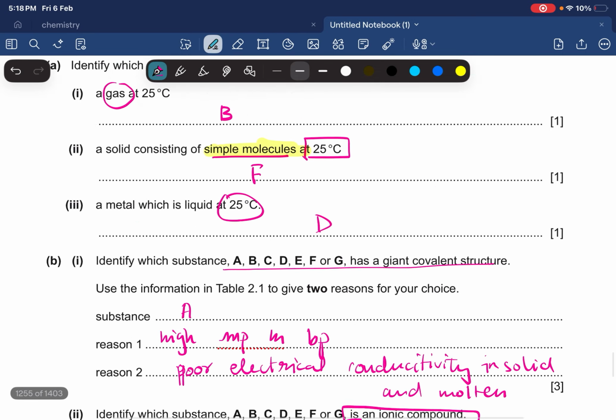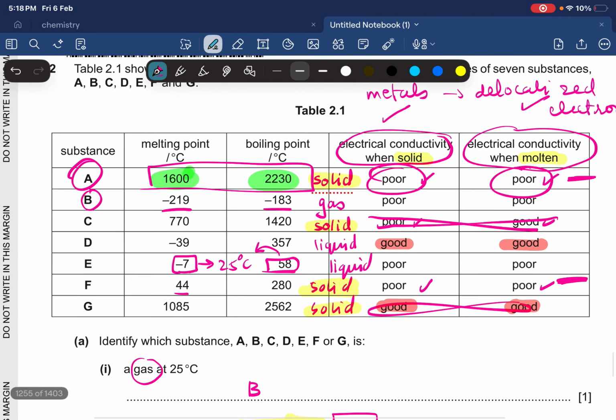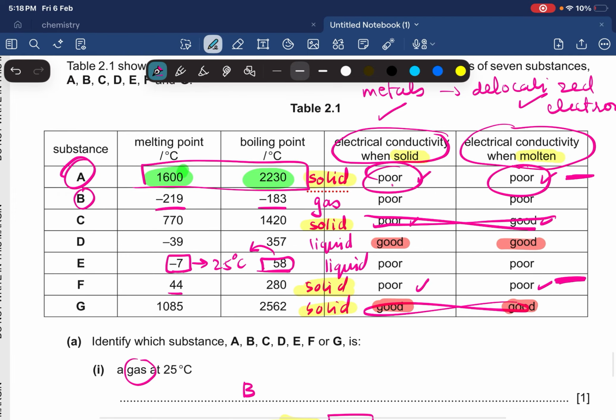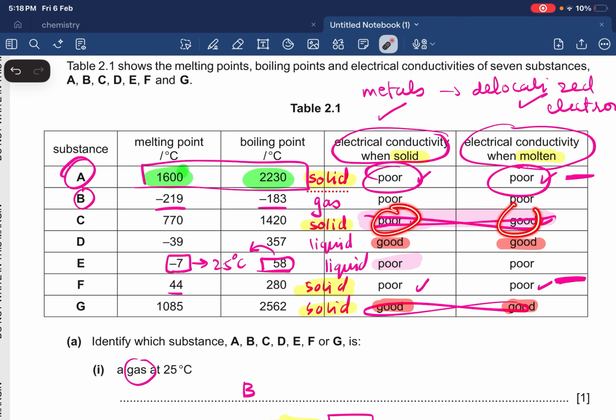Okay, so we have to identify which is an ionic compound. First things first, an ionic compound is going to be poor in solid and good in liquid, right? So poor, good. Do we have any other poor, good combination? Poor and good we need, because in solid the ions are not free to move, in liquid the ions are free to move. So there is only one combination.